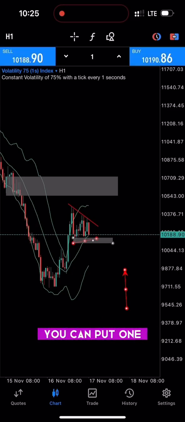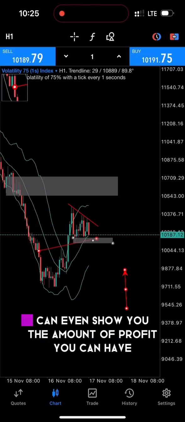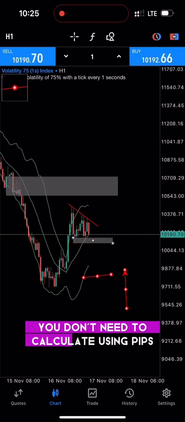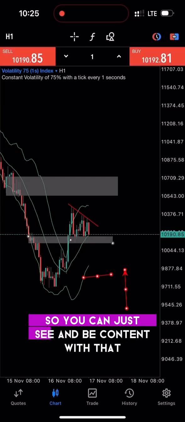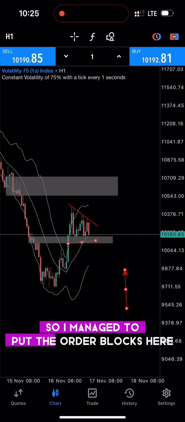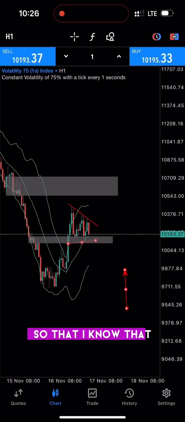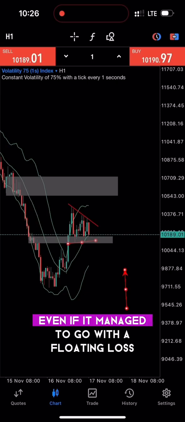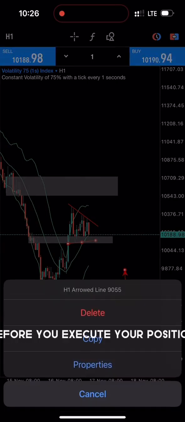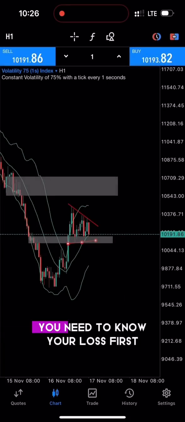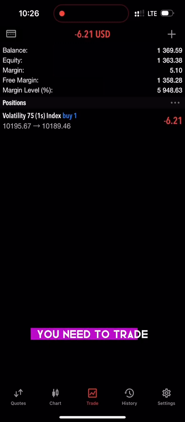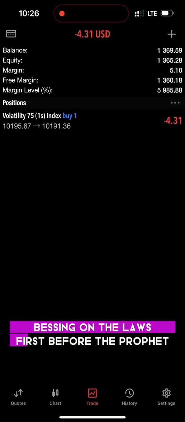You can put one. The TP nowadays can even show you the amount of profit you can have. You don't need to calculate using pips, so you can just see and be content with that. I managed to put the order blocks here so that even if it goes with a floating loss, I will not suffer that much. As a trader, before you execute your position, you need to know your loss first before you know your profit. You need to trade basing on the loss first before the profit.